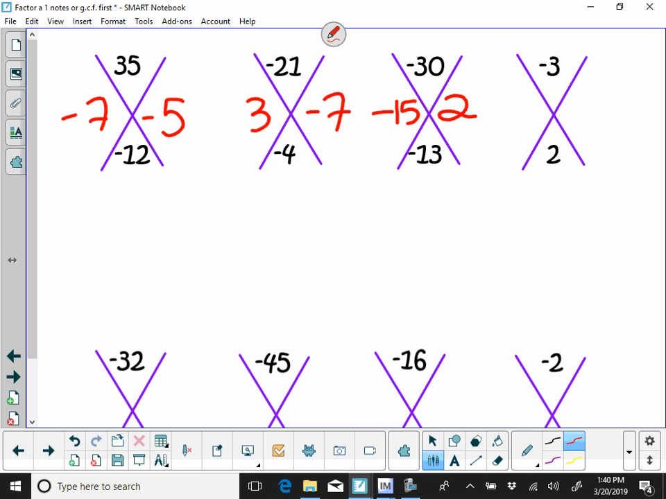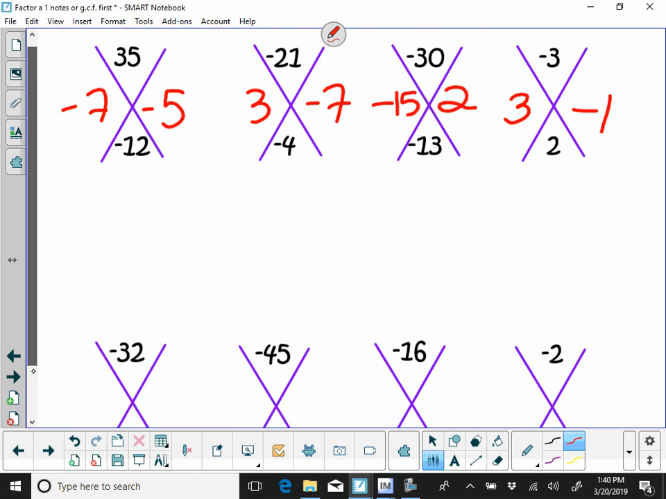But in order to get a negative 30, one of these has to be negative, right? If you do a negative 10, that gives you a negative 7. If you do a negative 3, that gives you a positive 7. There's no way to get the negative 13. There's only one right answer. Okay, what about this one?